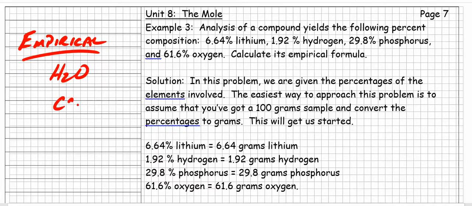How about this one right here? We have CCl4, that's carbon tetrachloride. That's a 1 to 4 atom-to-atom relationship. So that's the empirical formula. Now let's talk a little bit about the molecular formula. What do we mean by the molecular formula?